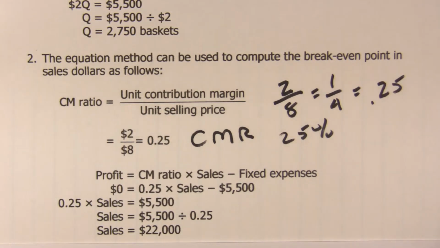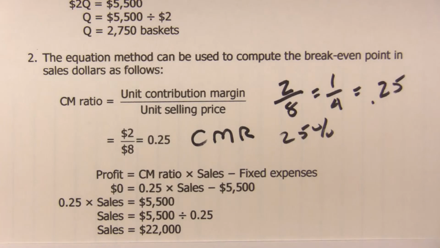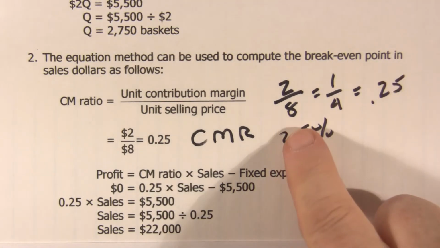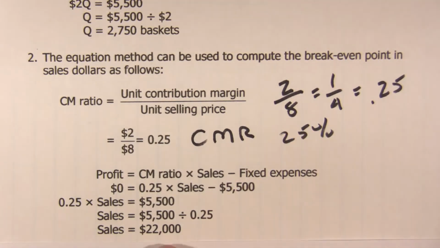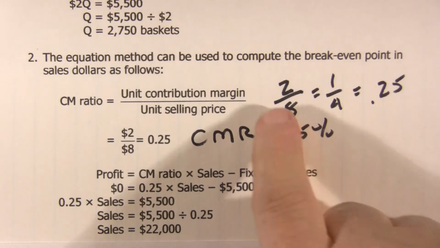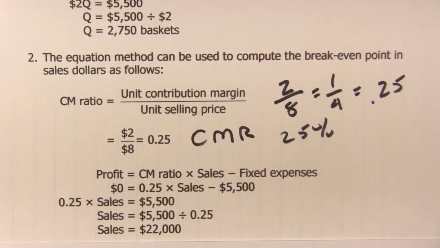Now, if you want to test that, if you're not sure, you don't believe me, which is probably a good plan, you can test that by simply taking the sales and divide by the selling price per unit. And I think if you divide 22,000 by 8, you'll come up with a number that looks an awful lot like 2750.